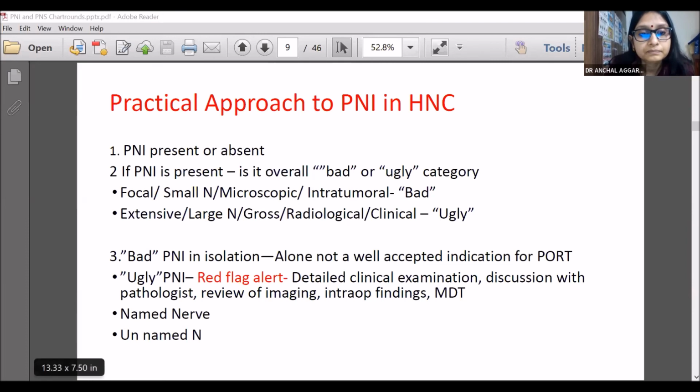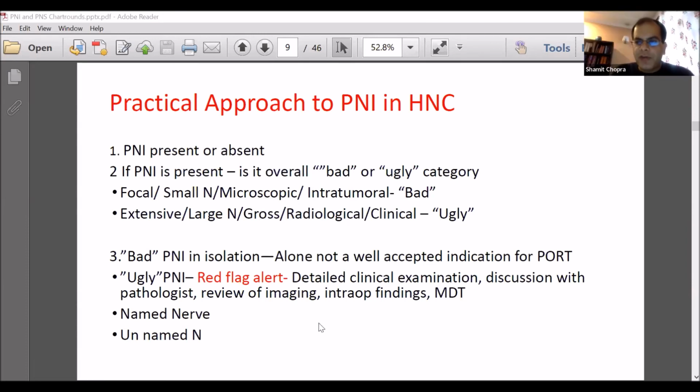Yeah, I must say this is a great encapsulation slide. Thank you, Anchal. It also reminds me of the Hollywood classic, The Good, the Bad, and the Ugly, right?